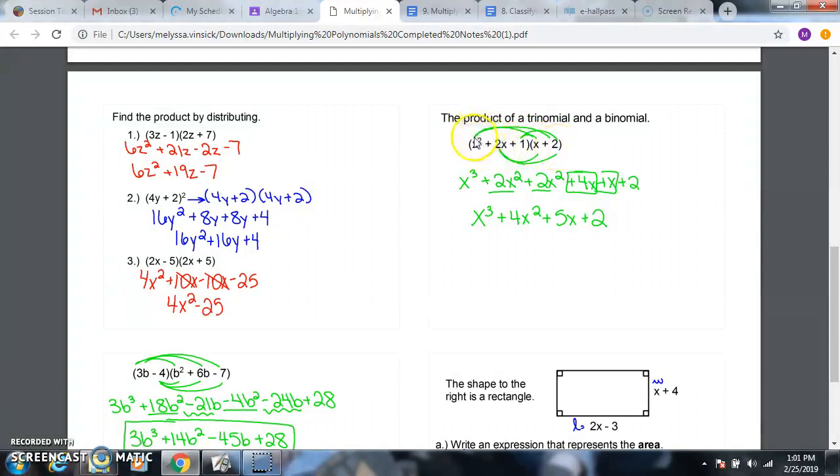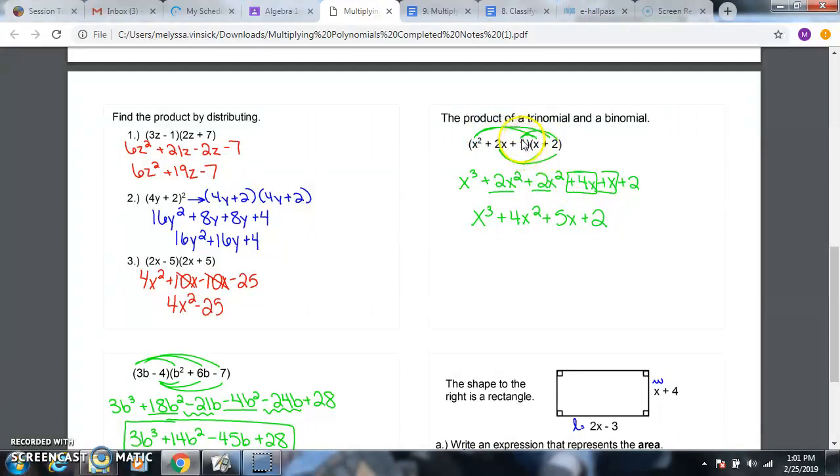So I start with the x squared, go right in order. So x squared has to get multiplied times x, which is x to the third power. X squared has to get multiplied by 2, which is 2x squared. That's it for the first piece. Now I do the middle piece. 2x has to get multiplied by x, which is 2x squared. 2x has to get multiplied by 2, which is a positive 4x.